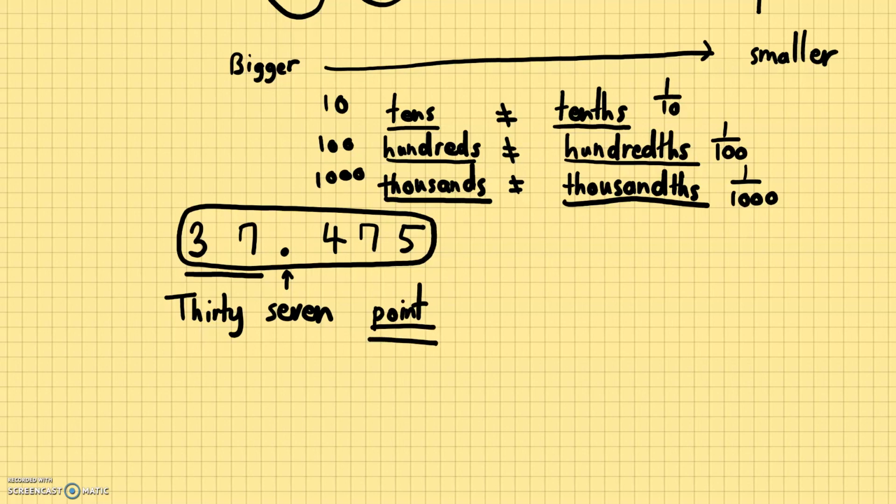And the numbers after the decimal point, you just read one number at a time. So that would be 4, and then 7, and then 5. So you don't say 37.475, at least you don't usually say that. It's more natural to say 37.475. You read each of these numbers separately.